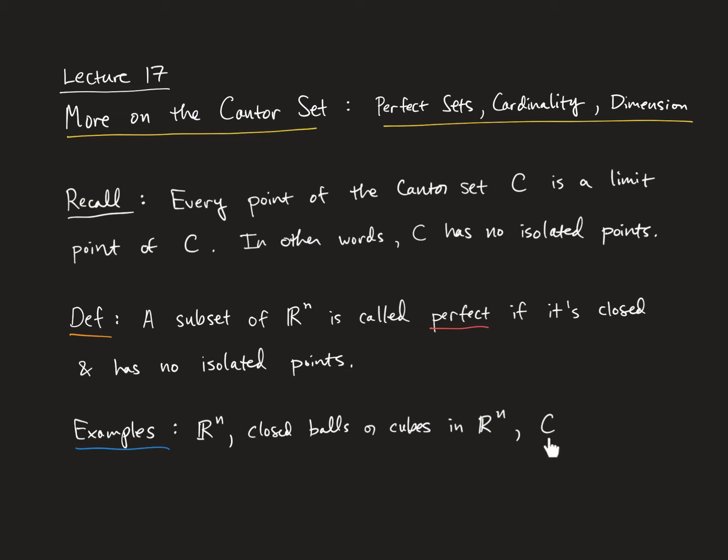Other examples besides the Cantor set, which is by far the most interesting example of a perfect set we have, would be more mundane ones, like R^n itself. Obviously, R^n is a closed set, and it has no isolated points for obvious reasons. And then closed balls and closed cubes in R^n also. A closed cube in R^n is just a product of closed intervals. You take n closed intervals in R and just take their product. That's a closed set with no isolated points, and closed balls similarly.